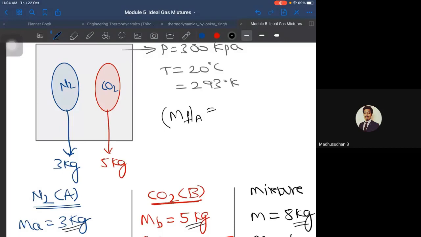Exactly. Very good. So it is not 8 by 3, it is 3 by 8. The mass of a constituent divided by the mass of the mixture, that is the mass fraction of A. Similarly, the mass fraction of B is the mass of B divided by the total mass of the mixture.